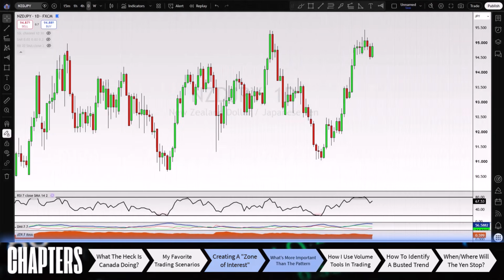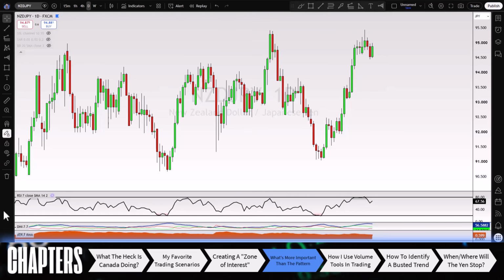Here in the New Zealand yen, we're going to have a perfect example of how, yes, it's important to understand specific patterns and specific setups in the market, but why it's more important to have a true understanding of how price moves and more specifically what it means when it does certain things. And I'll explain that in a little bit.